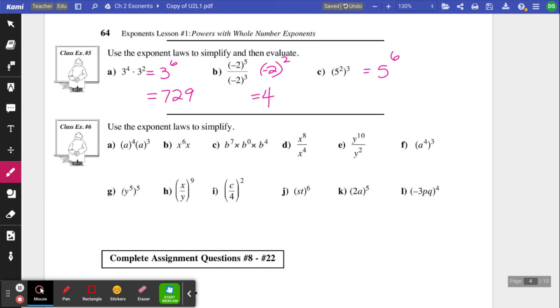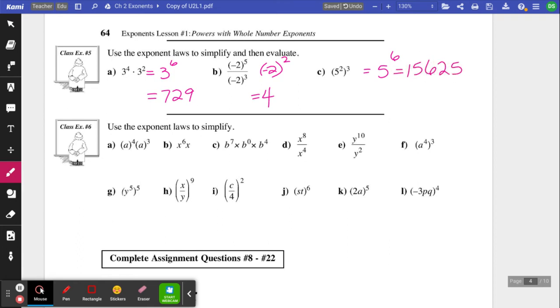Okay, 5 to the 6. I have no idea. Huge. 25 times 100 times 25. 25 cubed. What is it? 15,625.